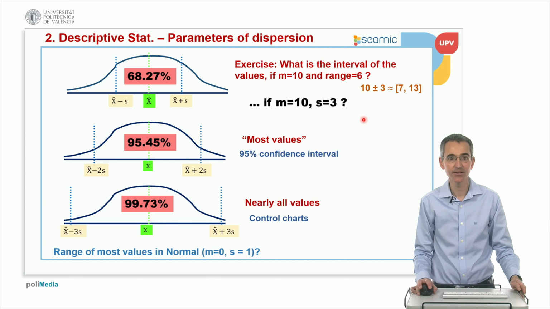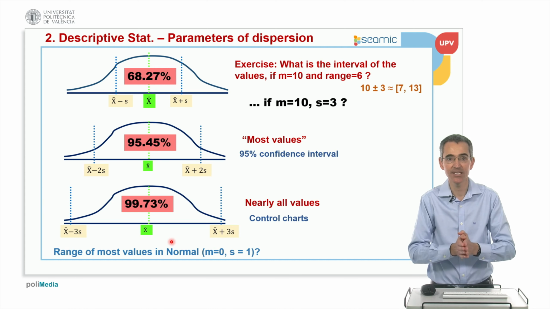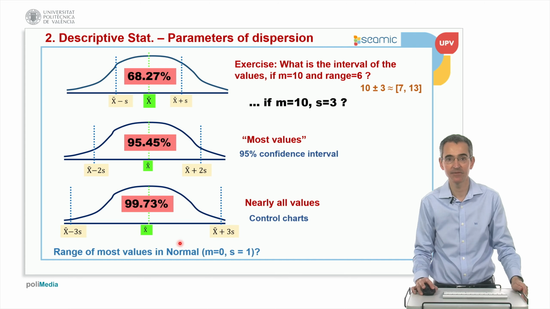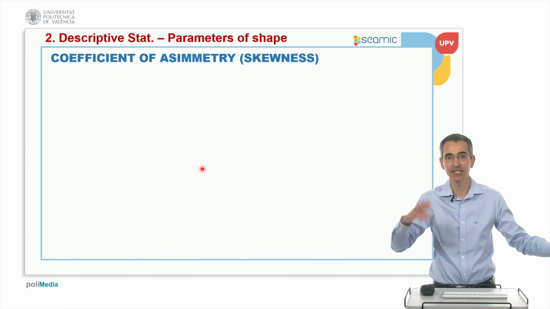Okay, so now based on this rule, we can answer this question. We can use this rule, the average plus minus 2 times the standard deviation, and guess more or less the minimum and the maximum. Then another interesting idea: what is the range of most common values in a normal distribution if the average is 0 and the standard deviation is 1? We apply this rule in the center, and it is between minus 2 and 2.